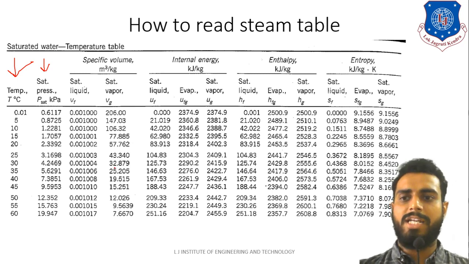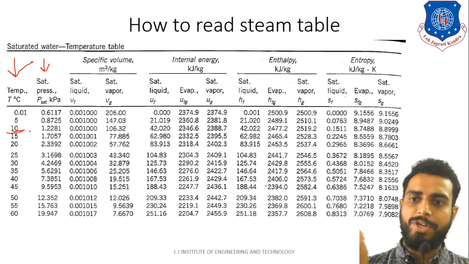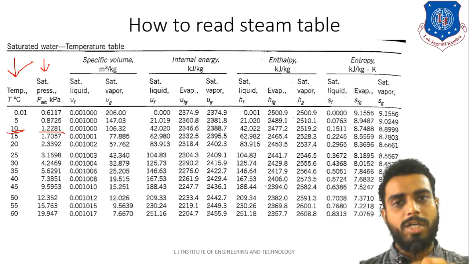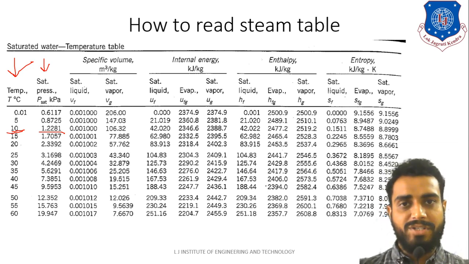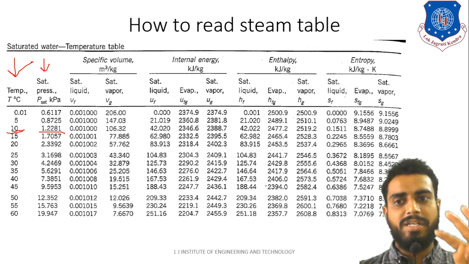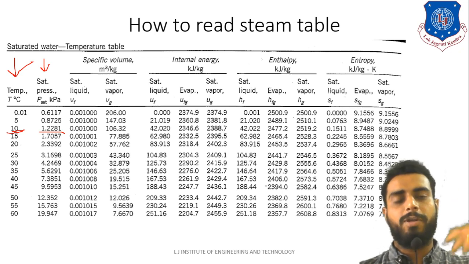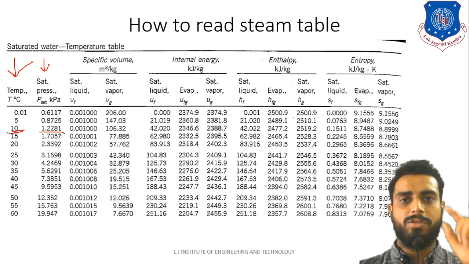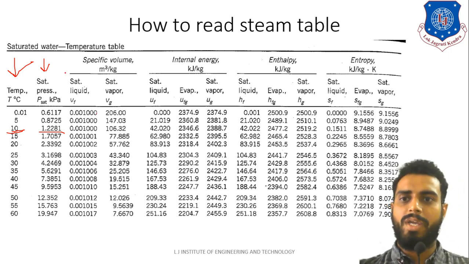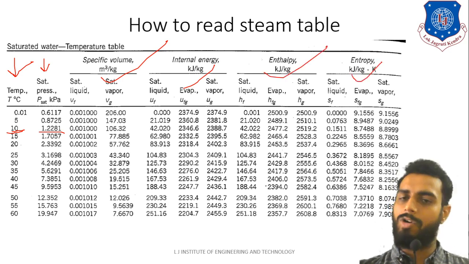Let us say 10 degrees Celsius is the temperature. At 10 degrees Celsius, if the pressure is 1.2281 kilopascal, then the water will start boiling. If the pressure is below 1.2281, then the water will not boil. And if the pressure is higher than 1.2281, then water will start evaporating. That is the effect of saturation pressure. Here also you will find that two values of specific volume will be given, and three values of internal energy, enthalpy and entropy will be given.